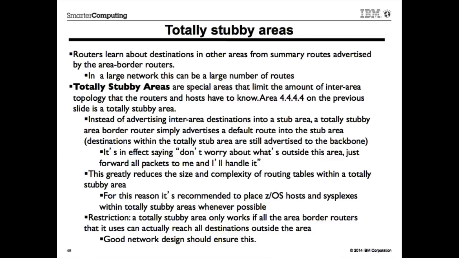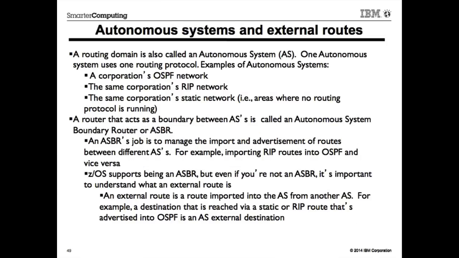So in slide 49, we're going to introduce one more concept. You can see OSPF gets pretty complicated, and we're trying to simplify it. There's the concept of an autonomous system. An autonomous system is the official IETF approved term for a routing domain. An autonomous system is a network that's running one routing protocol and under one administrative control. So for example, a corporation's OSPF network, that's an autonomous system. The same corporation's RIP network is a different autonomous system. Another corporation's OSPF or RIP network is yet another autonomous system. And even static routes are an autonomous system.